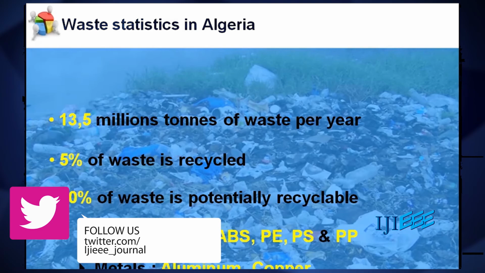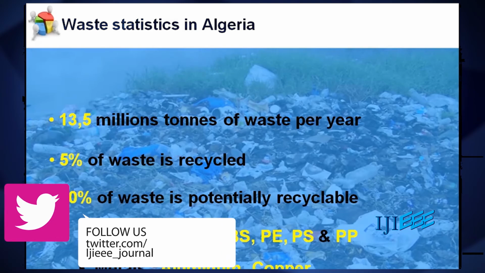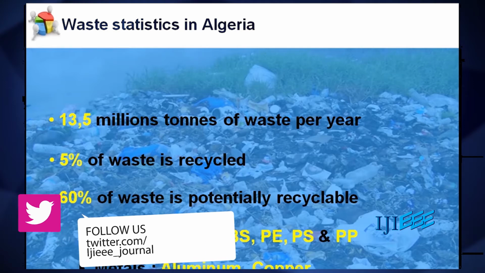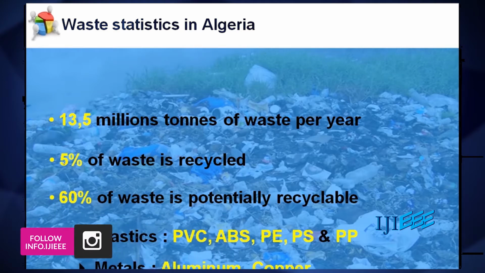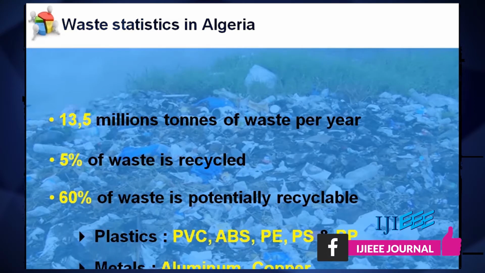In addition to the many shortcomings in the collection of domestic and industrial waste, only 5% of 3.5 million tons of waste per year are recycled, mainly recovered plastic, while 60% is potentially recyclable. Among the most recyclable are PVC, ABS, PE, PS, and PP.